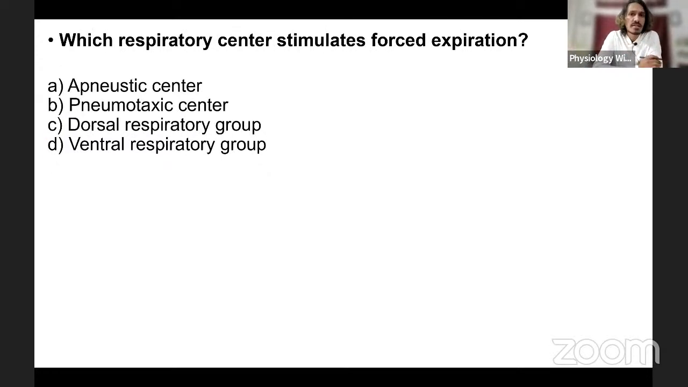Which respiratory center stimulates forced expiration? Now, this is a very vague thing again. It's the ventral respiratory group. But which part in the ventral respiratory group? Again, the answer options can come very different, so be knowledgeable about that. You have to specifically say that in the ventral respiratory group, your Bötzinger complex with the retroambiguus will be important if a forced expiration is required.